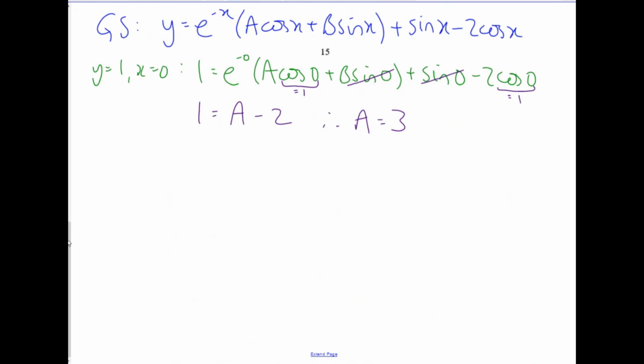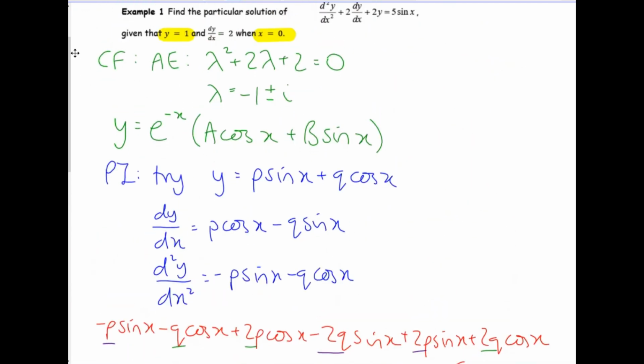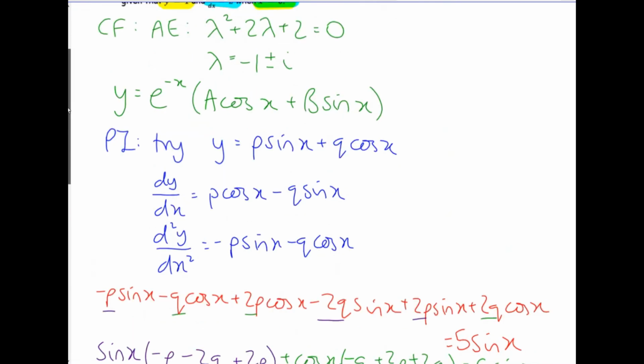Then in the question, it also tells us that dy by dx equals 2 when x is 0. We're going to use that as well.